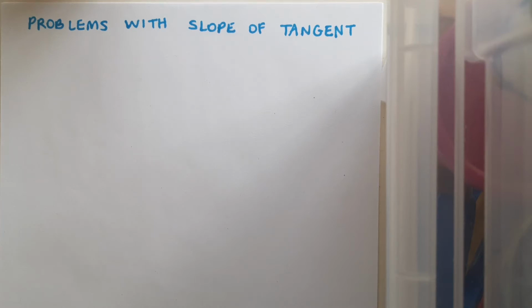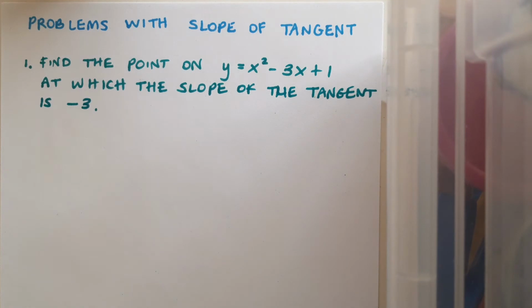This video deals with some problems involving slope of a tangent. So our first example is going to be to find the point on y equals x squared minus 3x plus 1, at which the slope of the tangent is minus 3.